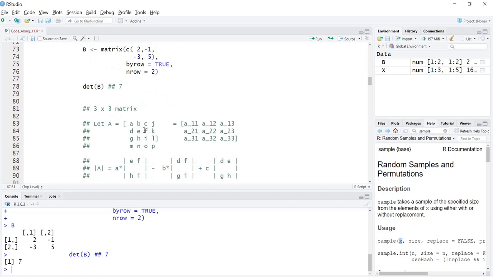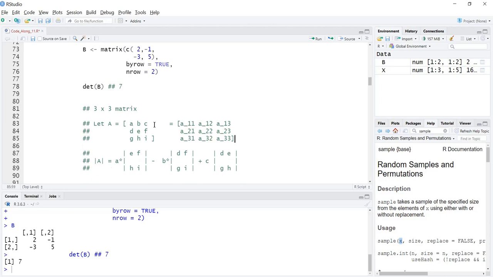It becomes very, very tedious and very time consuming. So it's great that the computer does this for us, but I hope that you see the pattern that we're following here.